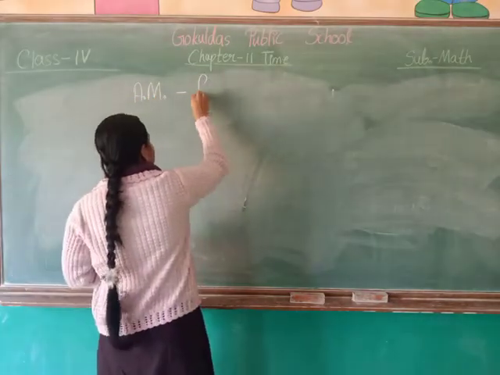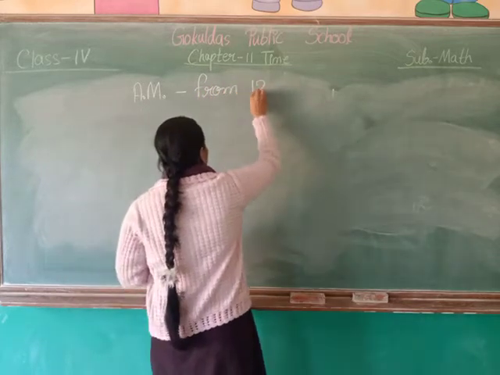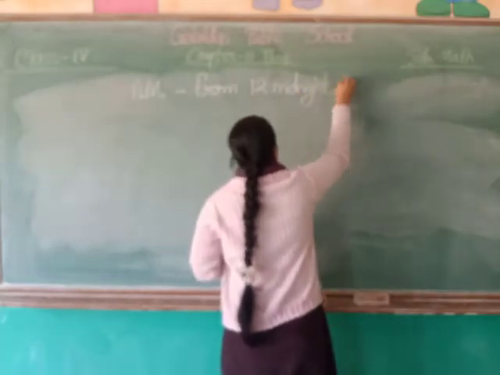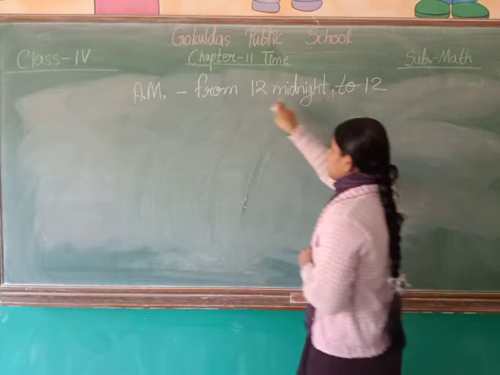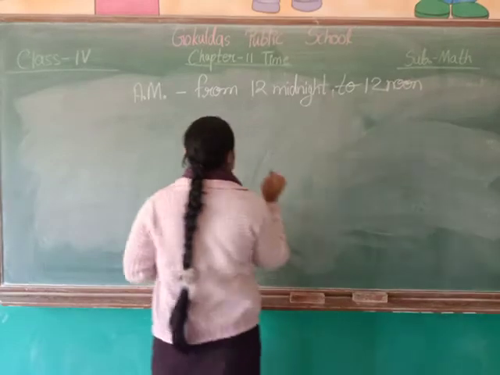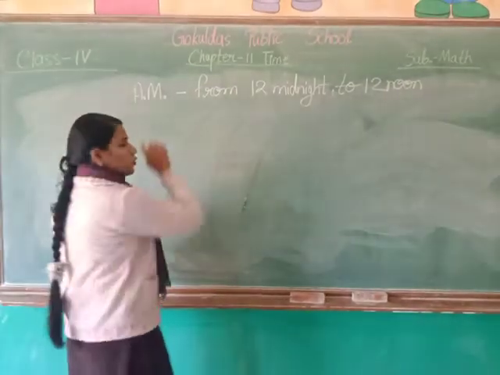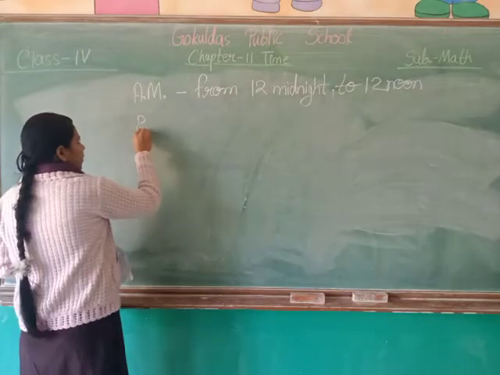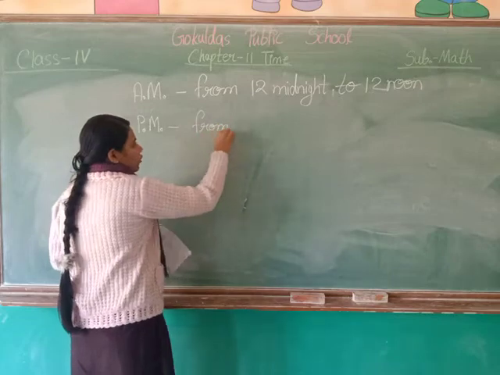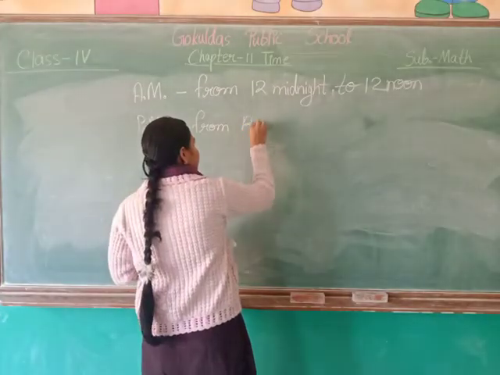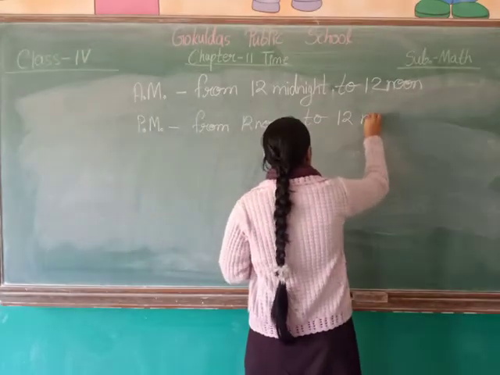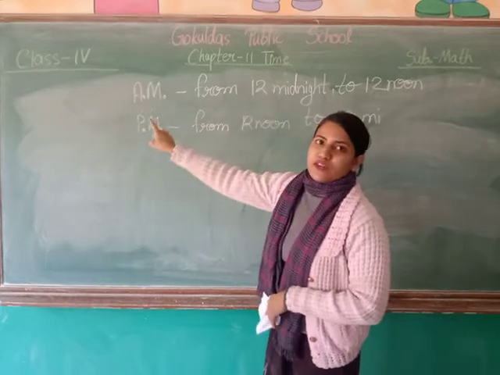AM, when you will use? If time is from 12 midnight to 12 noon, if timing is between 12 midnight to 12 noon, you will use AM. And if timing is after 12 noon to 12 midnight, what time you will use? You will use PM.